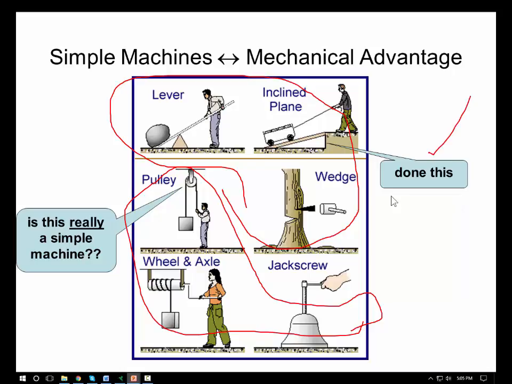We've done this situation before already. We haven't looked at it as a simple machine, but we'll talk more about that later. But we'll actually play with this in class to see why this is a simple machine and why this makes it easier for us to get work done.